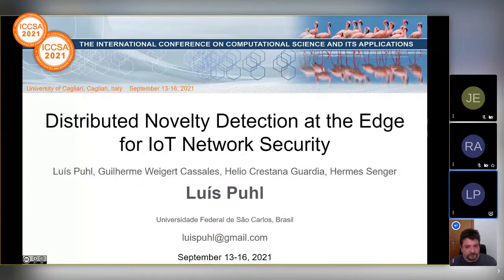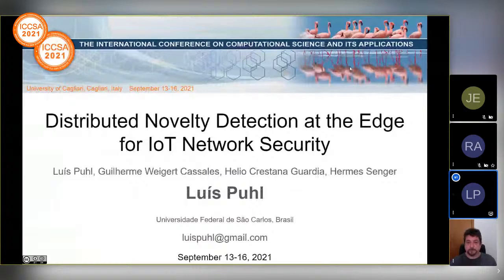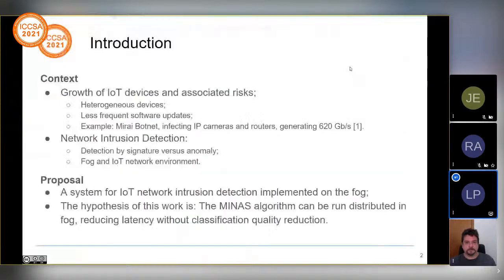Thank you very much. Hello, everyone. I am Luis Pool from the Universidade Federal de São Carlos, Brazil. I'm here to present our work on distributed novelty detection on the edge for IoT network security. Our main motivation was the growth of IoT and associated risks in recent years, such as the record-breaking denial of service attacks from IoT botnets.